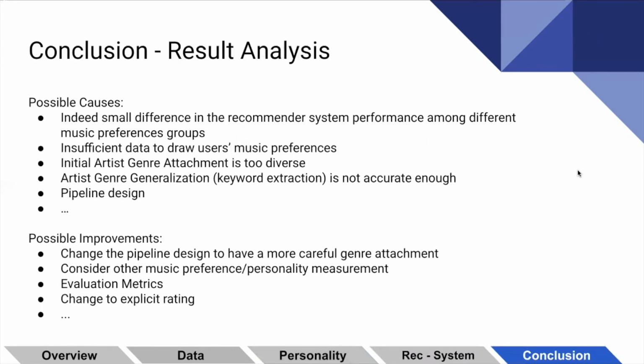The above result does not mean the actual insignificance of music preference in the recommender system. It has numerous possible causes, including insufficient data, genre profile implementation, pipeline design, etc. Based on that, here are some possible future improvements. For example, improving the pipeline design, changing the evaluation metric, or using the explicit rating instead.